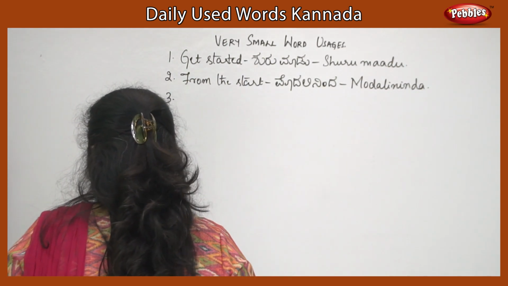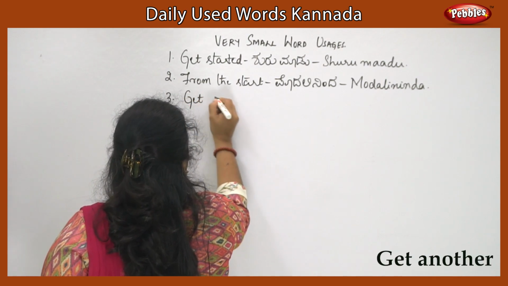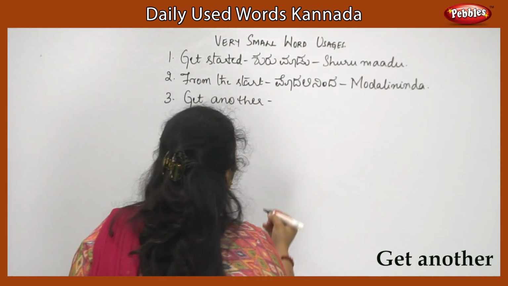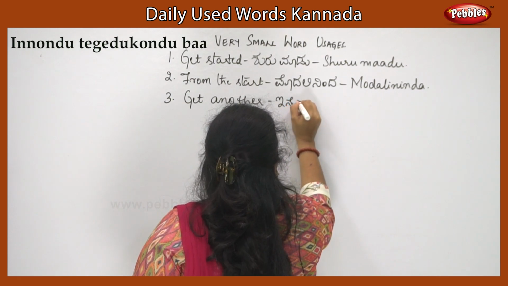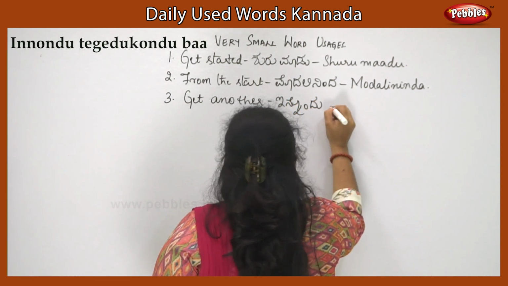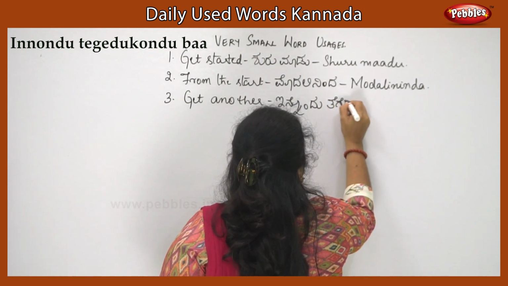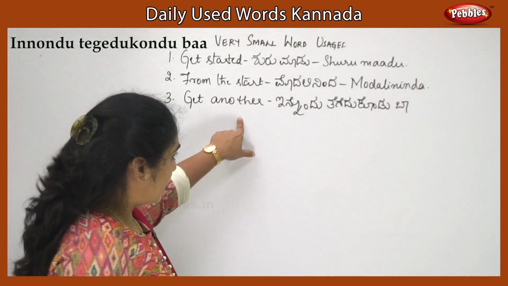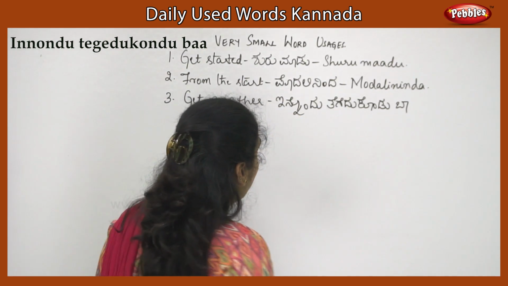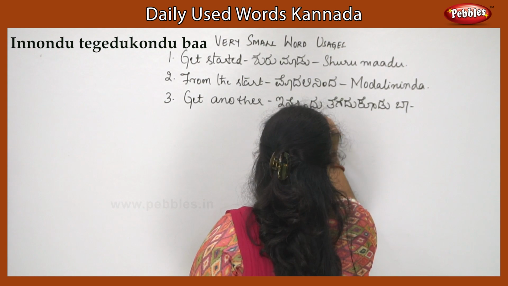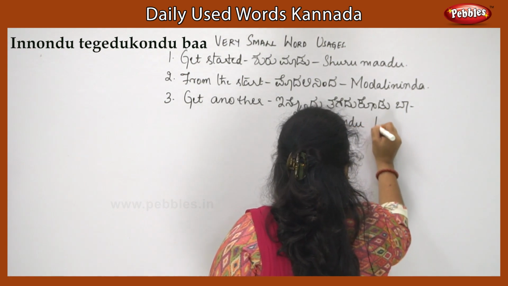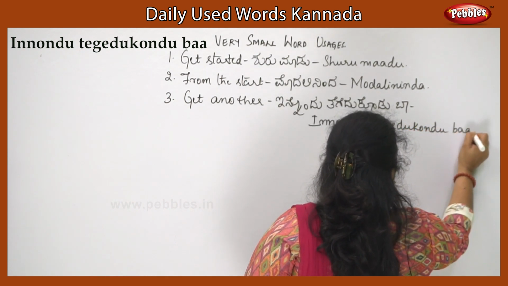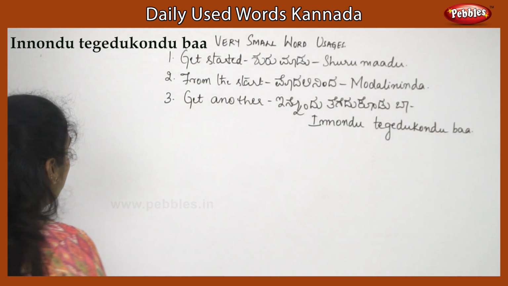Third one. What is third one? Third one is get another. Can you get me another pen? So innondu. Tegedukondu ba. Innondu ta also you can say. Or else innondu tegedukondu ba. That is innondu tegedukondu ba. Get another is innondu tegedukondu ba.